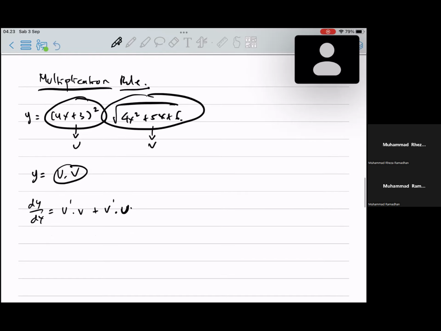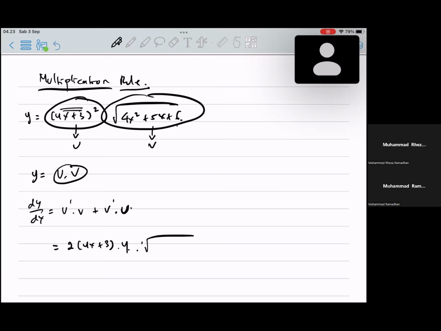So dy over dx is 2 times (4x plus 3), and then multiplied by 4. You have to remember this. We have to derive 4x plus 3, the first derivative of 4x plus 3, multiplied by v. V is this.